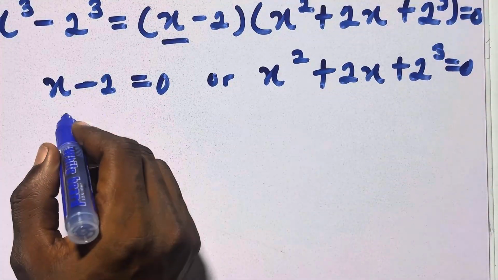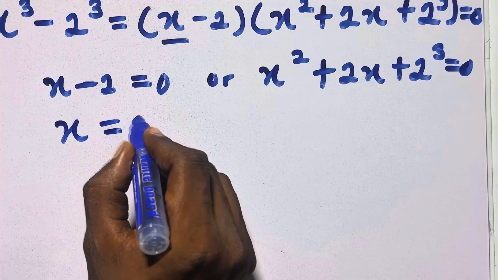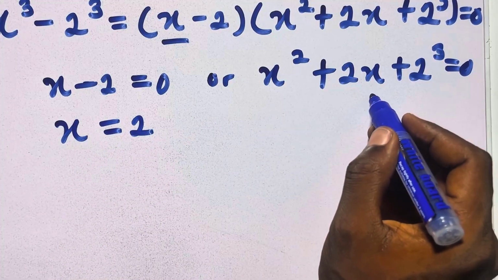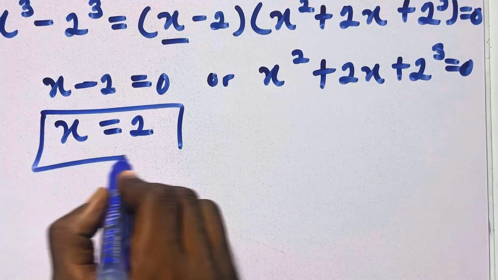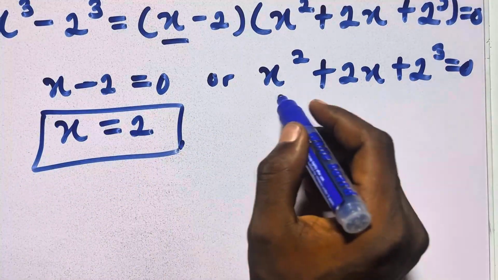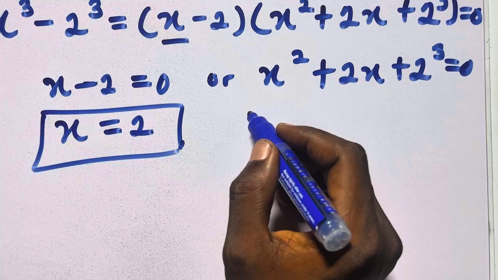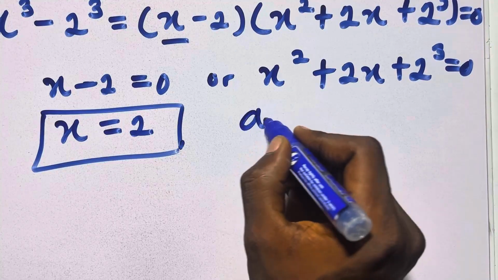Alright, so this is what we have. So now what we have here is x equals 2, right? However, we have to solve this. Don't forget we are still under case 1. So we have our first solution here. For this, let's use the quadratic formula.